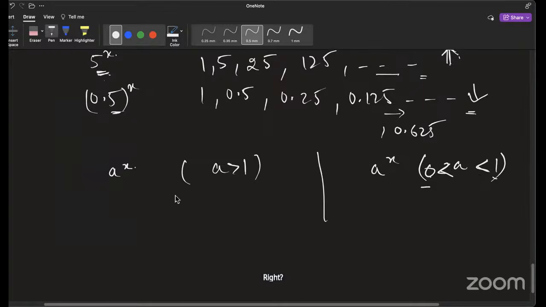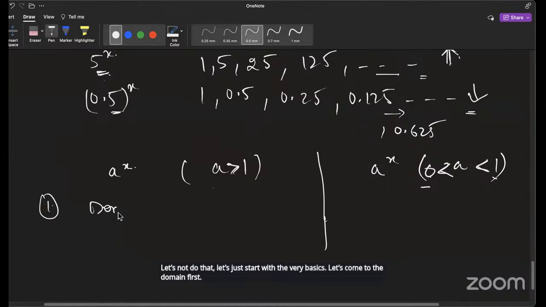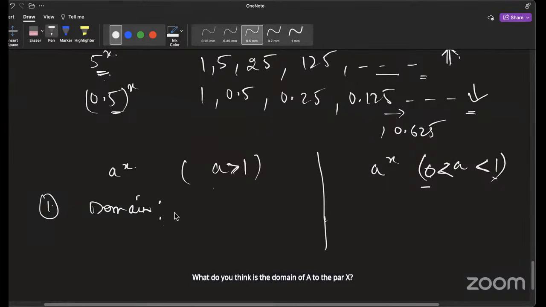Let's take these things. So if your a is greater than 1, then first thing we know about this, we just discussed it, is a to the power x is increasing, right? Or let's not do that. Let's just start with the very basics. Let's come to the domain first. What do you think is the domain of a to the power x? Real numbers. Yeah, all real numbers, because you can put anything here.